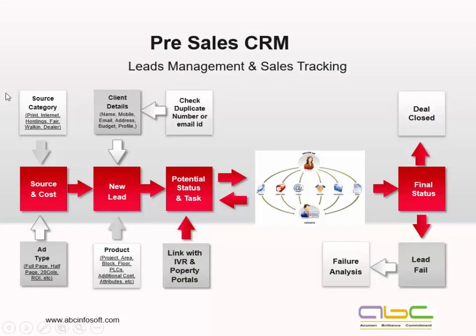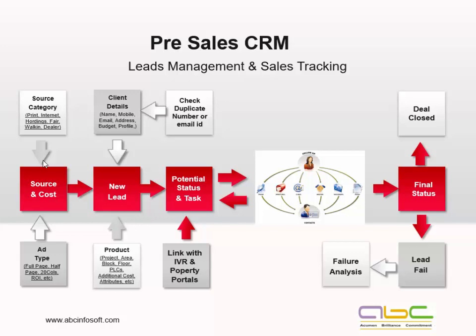To start, we begin with defining the various sources of the leads. The sources are defined at three levels: one is the source type, then the source category, and then the actual source. Let's say the source types are predefined things like print media, internet, hoardings, fair, walk-in, dealers, etc.